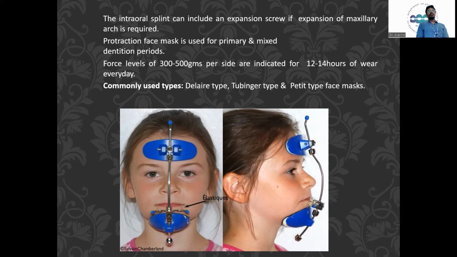In the case of the face mask, it is also used in primary and mixed dentition periods. Like before, the force levels for the face mask are about 300 to 500 grams per side, and 12 to 14 hours of wear every day is indicated. Commonly used types of face mask are the Delaire, Tubinger and Petit types.